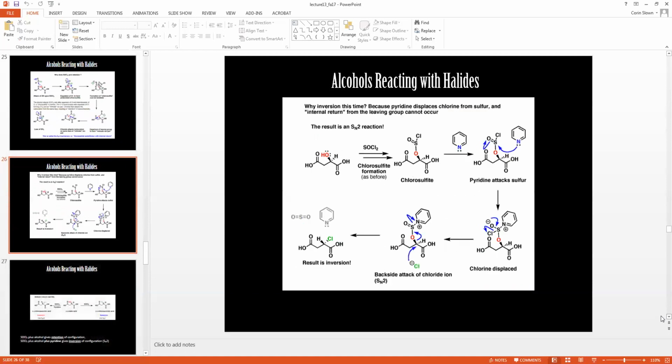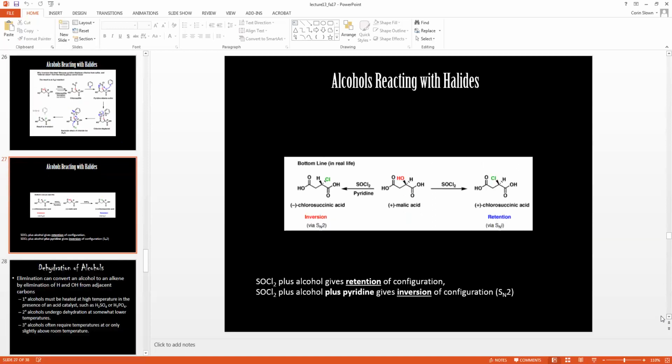If we compare that with inversion in the presence of pyridine, this is because we actually have an SN2 reaction. In this case, we have our chlorosulfite, and then pyridine is what attacks the sulfur. We displace the chlorine, and then we have backside attack of a chloride ion, and the result of that is inversion. You're going to need to be familiar with both of these mechanisms and be able to compare and contrast them. As a quick recap, thionyl chloride plus an alcohol gives retention of configuration. Thionyl chloride plus an alcohol plus pyridine gives inversion of configuration.